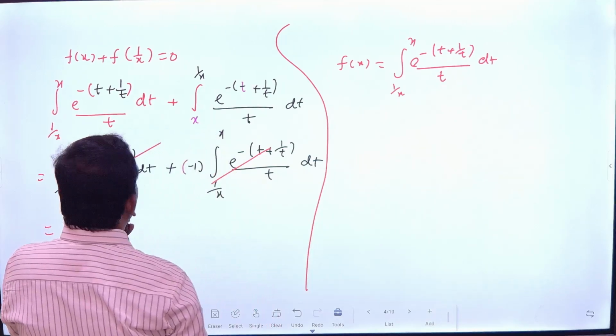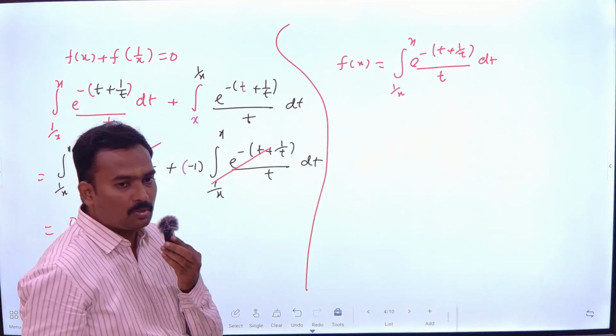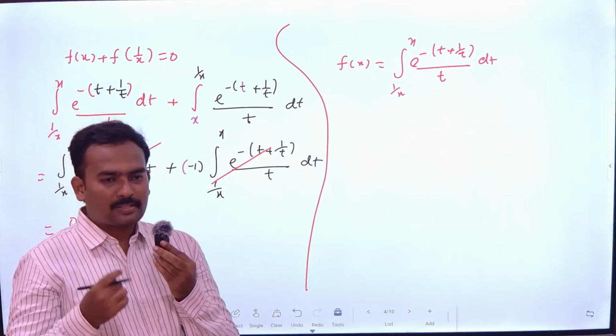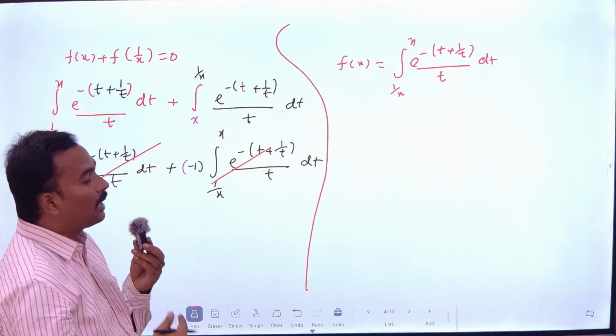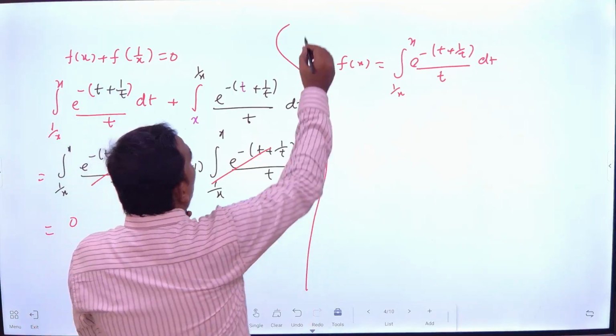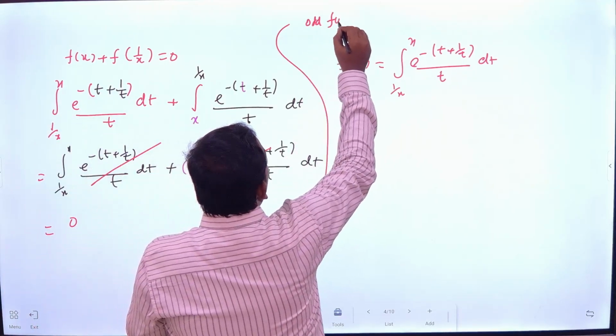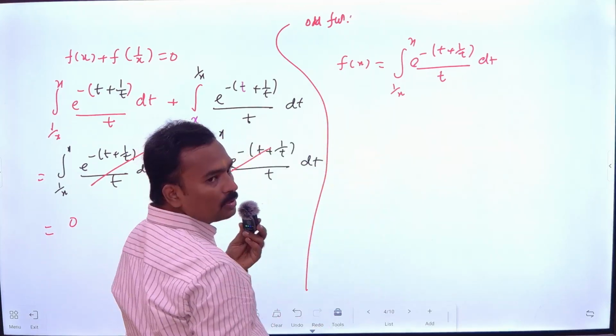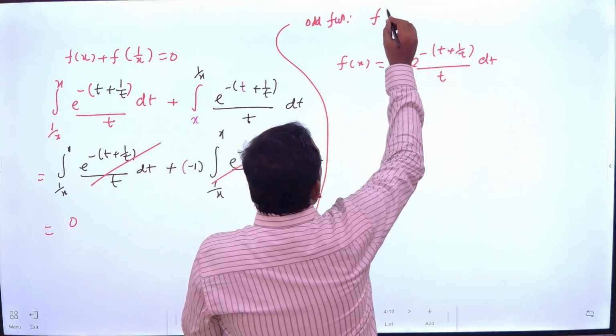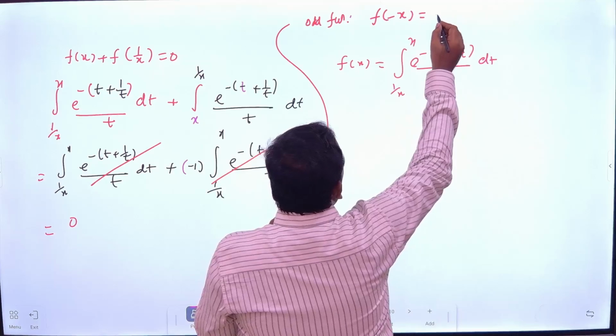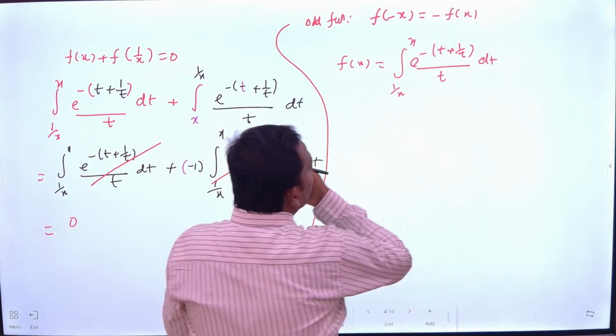Okay, now you have to check odd function. Odd function means what? Replace x by minus x, then you will get minus of f of x, right? Odd functions are symmetrical about the origin. f of minus x is equal to minus f of x, right?